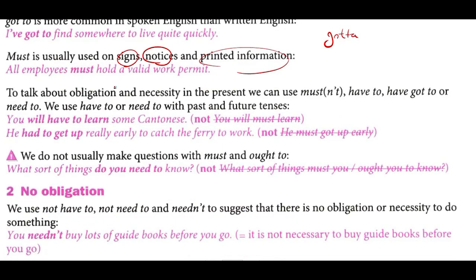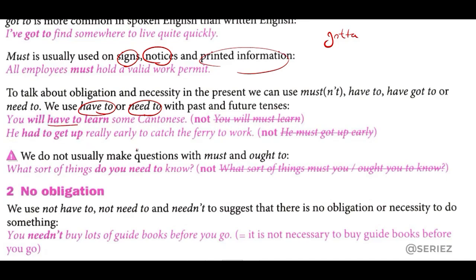از همشون توی زمان حال استفاده میکنیم، اما برای زمان گذشته و آینده فقط از have to و need to میتونیم استفاده کنیم. ببینید you will have to learn some Cantonese not you must learn غلط. you will have to learn. پس برای آینده حتما باید have to یا need to بیاریم.